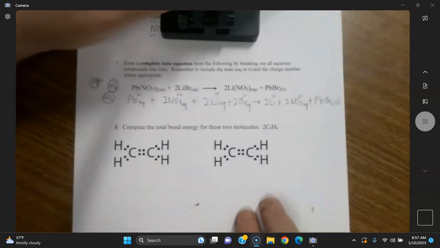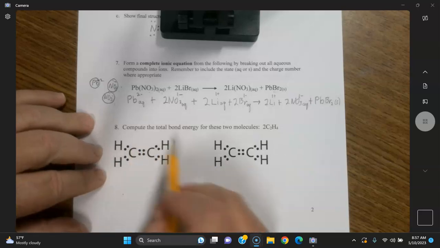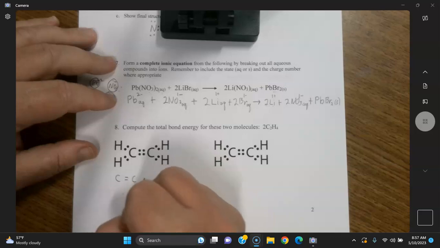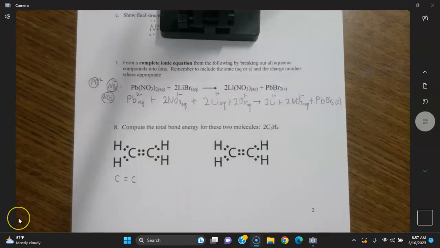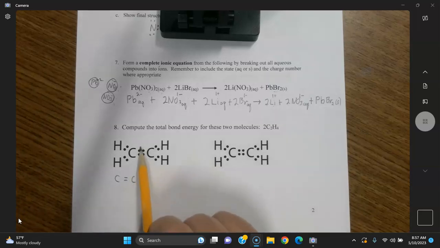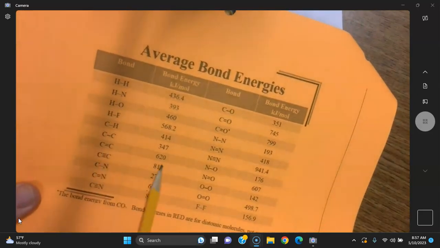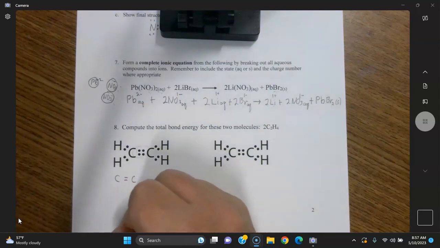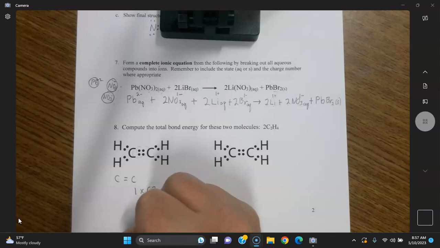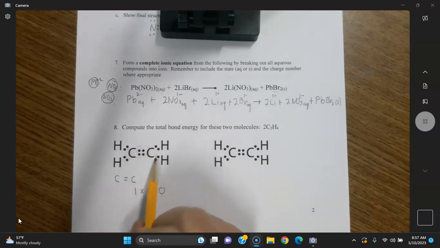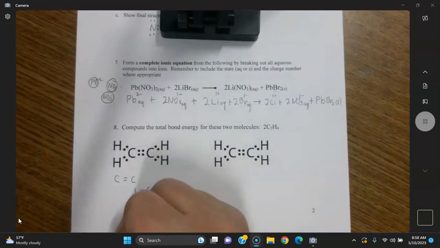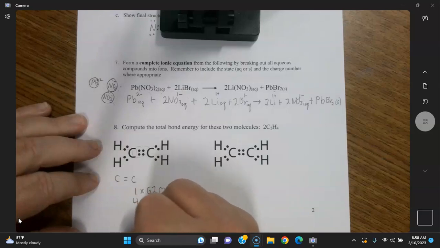All right, come on down here. So you just have to do one of the calculations and then multiply it by 2. So you have a carbon-carbon double bond. Okay, and there you have a carbon-carbon double bond. And so you come over here and carbon-carbon double bond is 620 right there. Okay, so you have one of those, and now you have 1, 2, 3, 4 carbon hydrogen single bonds. That's right there. It's 414. So it's 4 times 414.